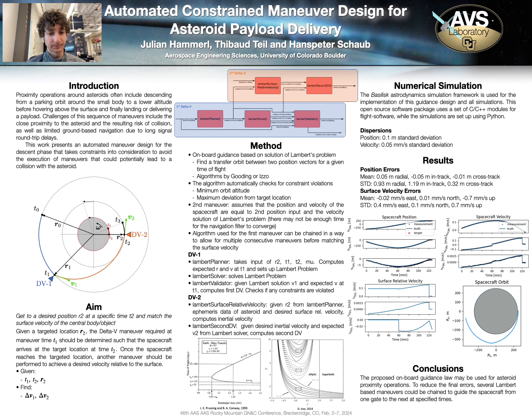standard deviation. So in conclusion, we found that the proposed onboard guidance law may be used for asteroid proximity operations, and to reduce final errors, we could actually chain these maneuvers one after the other. So we have multiple of these first delta V1s, and that way we can go from one gate to another to reduce the time of flight between the first maneuver and the second maneuver.